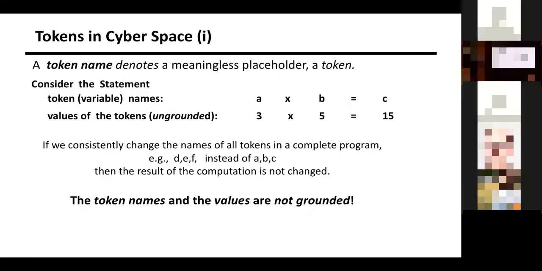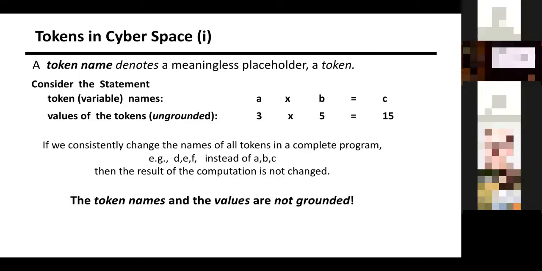Now let me go to another important topic for computer systems: the tokens. The tokens, as said, are meaningless placeholders, the token names that hold the value. Consider the statement A times B is C. If I give the tokens values, then there is 3 times 5 is 15.